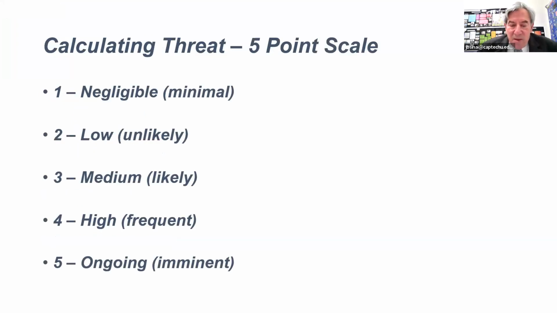In calculating threat, we can use a 5-point scale. And this is for illustrative purposes. It ranges from 1, negligible, to 5, ongoing or imminent.